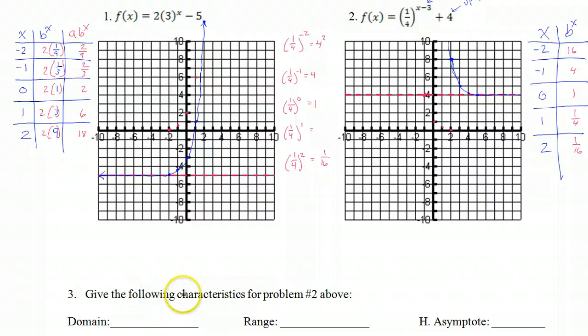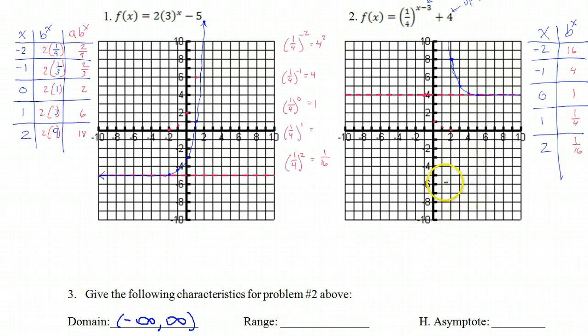Alright, for number 3, we're supposed to give these characteristics for problem number 2. So hopefully you didn't mess up problem number 2, because then that's going to cost you number 3 as well. Well, maybe not, because the domain is really always the same for these exponential functions. It's always negative infinity to positive infinity. And the reason is we know that domain represents how far the graph goes from the left to the right, the x values. And exponential functions always go left and right forever. So there's the domain.